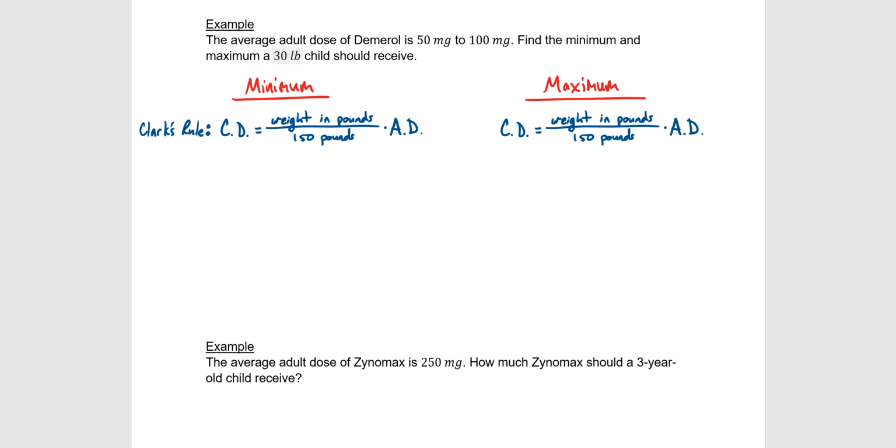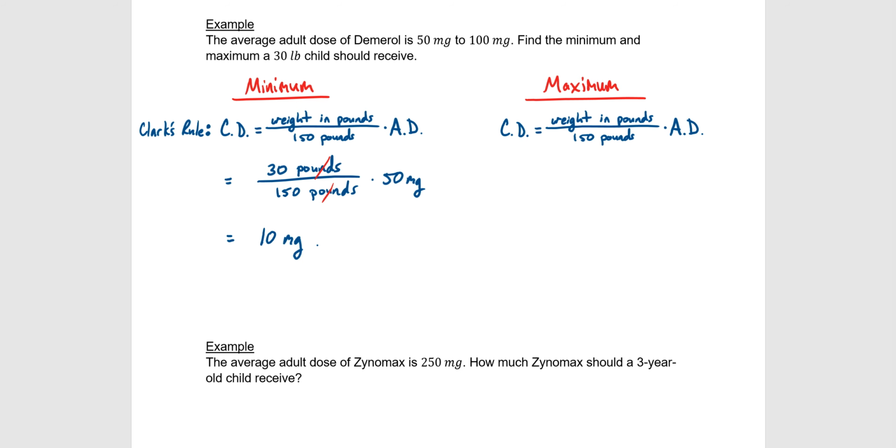So let's take a look at the minimum formula here that we need. So we have the weight in pounds divided by 150 pounds times the adult dose. So the child is 30 pounds, so it's going to be 30 pounds divided by 150 pounds times 50 milligrams. So this is the minimum, so that's why we use the smaller number for the adult's dose for this one. So when we are multiplying this, we see that the pounds cancel, and then we have 30 times 50 divided by 150. That ends up giving us 10 milligrams.